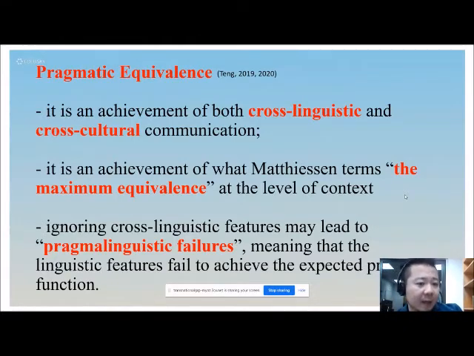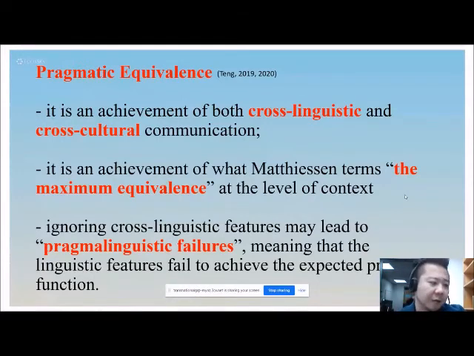And when we can achieve this, we actually can achieve what Martinson, another famous scholar, terms the maximum equivalence, because that equivalence is at the level of context. We are not simply looking at words or at one particular sentence. We look at the context of where that sentence comes alive.